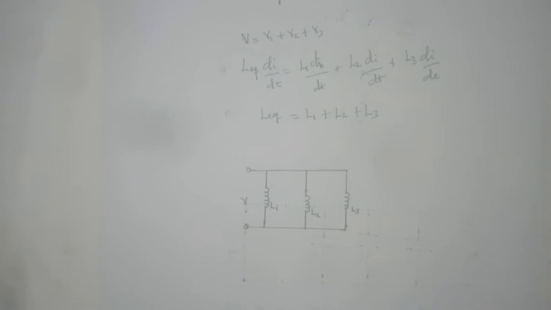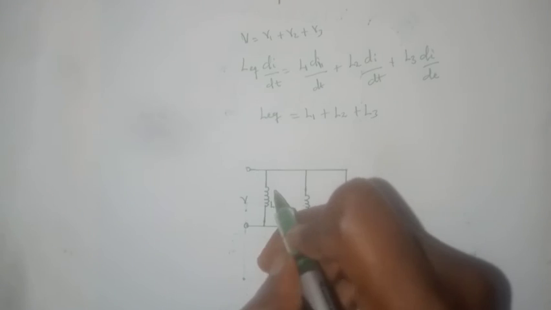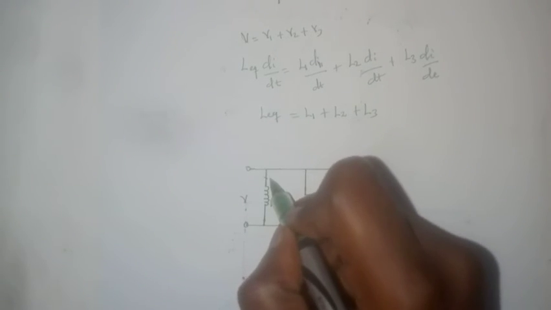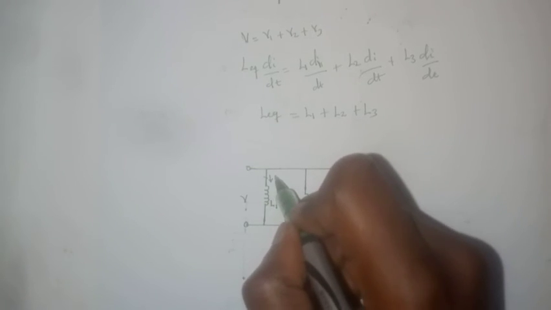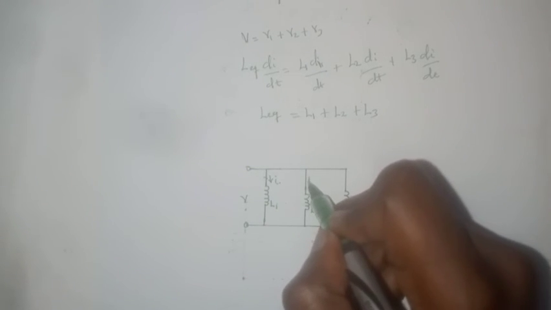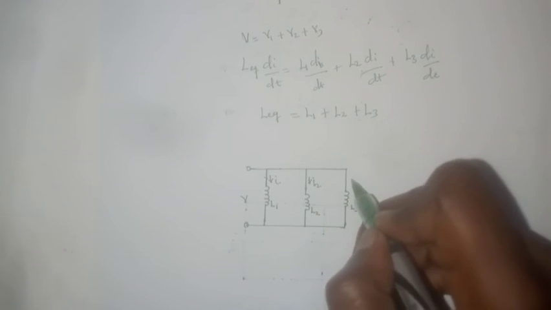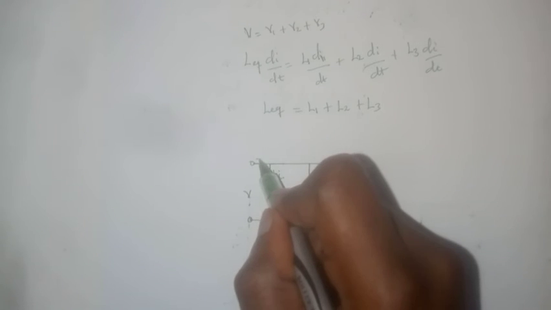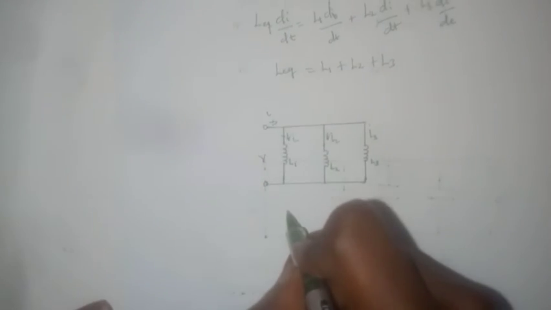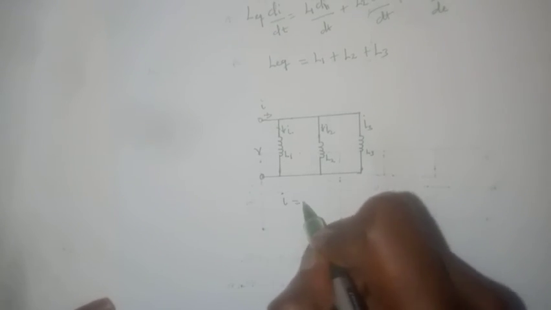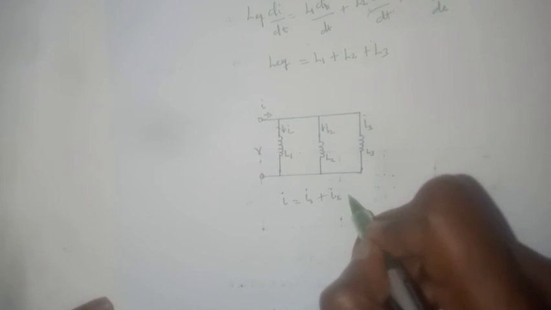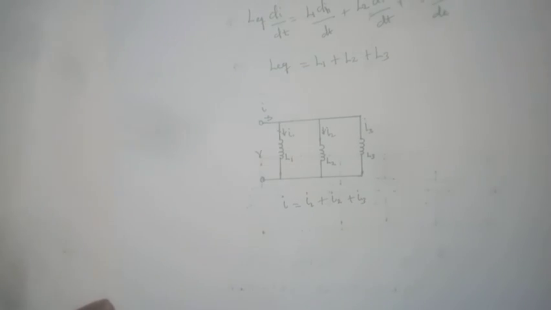What happens when we connect our inductors in parallel? Well, we know for sure that the same voltage is across them, and then different currents flow through different inductors. So let's call this one I1. The current through this one would be I2, and the current through this one would be I3. So the total current, let's call that one I. So we know that I equals I1 plus I2 plus I3, right?